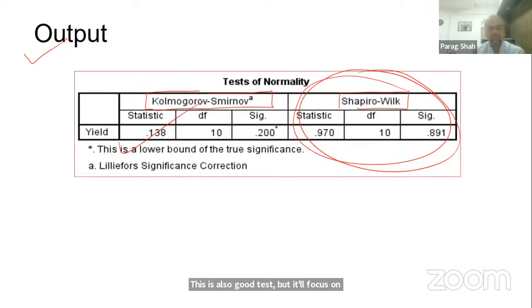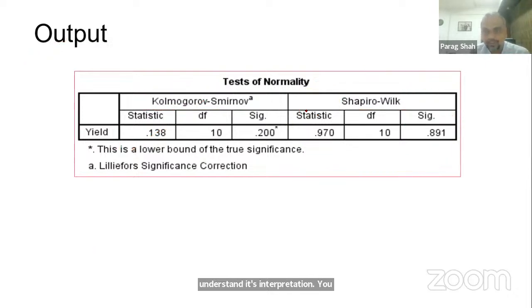So what to do now? Understand it carefully. If you're doing it for the first time, you need to understand its interpretation. Check out the p-value. See what it is giving you. Statistic means this is the value of W, Shapiro-Wilk. This is degrees of freedom. And this is significance value, means this is called the p-value.